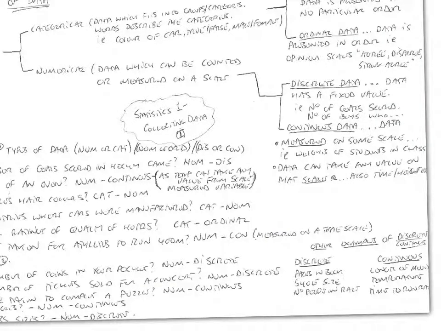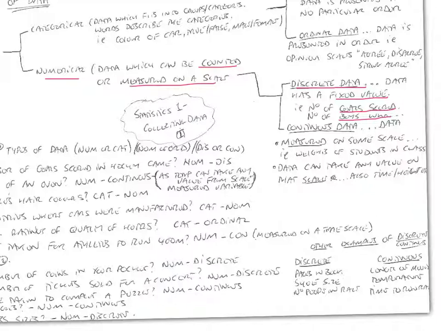And then the other type of data is the numerical data. Okay, and that's data which can either be counted or measured or referenced on some sort of scale. So there's two types of numerical data. There's discrete data, which is data that has a fixed value, like the number of goals scored in a game, the number of boys who wear blue. It's a fixed number, if you like.